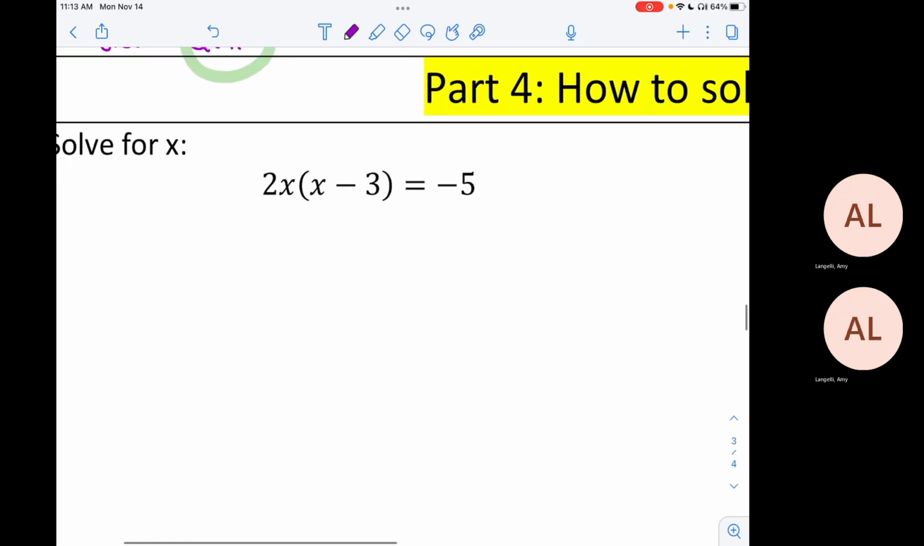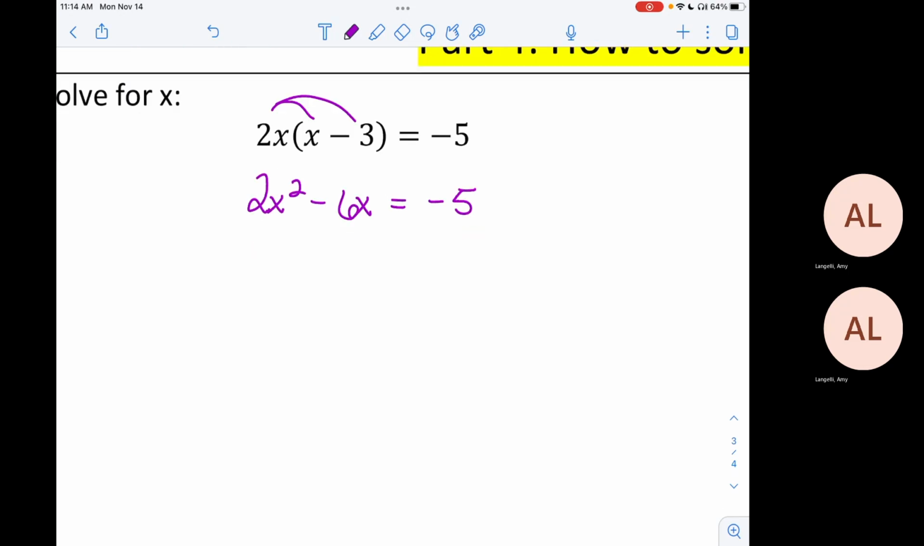You should all know the first step to solving this one. What should we do first? Distribute. What do you get? Equals -5. And then I heard you say set it equal to 0, which is correct. How do we set this equal to 0? Okay. So that would be 2x squared minus 6x plus 5.